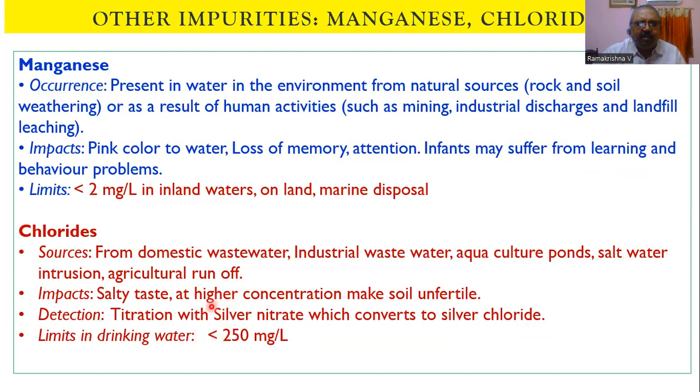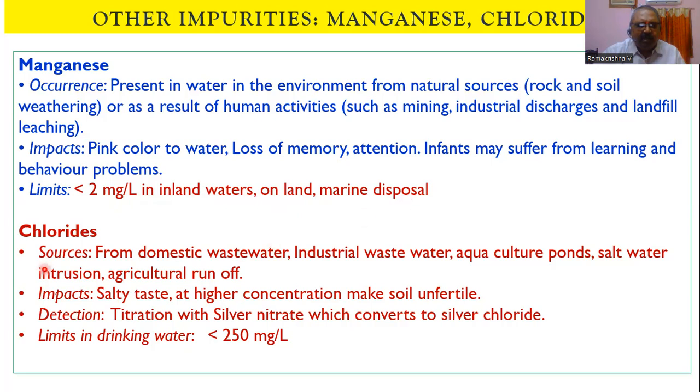Manganese is another impurity in wastewater. It is present in the environment from natural sources, rock or soil weathering, and as a result of human activities such as mining, industrial discharges, and landfill leaching. It will give a pink color to the water, and cause loss of memory and attention. Infants may suffer from learning and behavior problems. The limit for manganese is less than 2 milligram per liter in inland waters, on land disposal, and marine disposal.